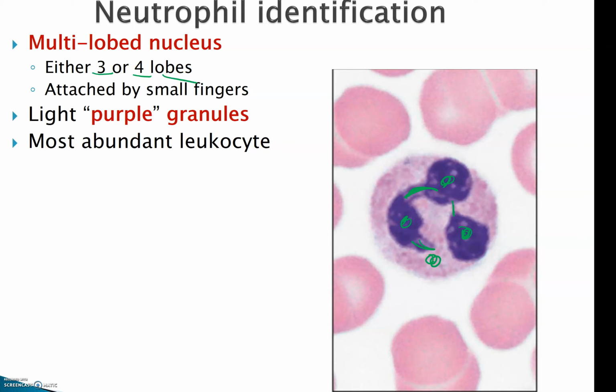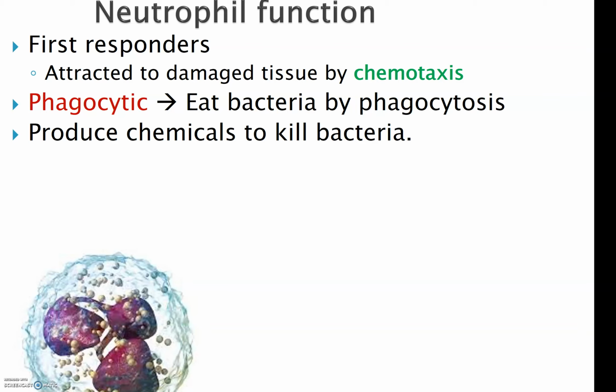They stain a light purple. It's really hard to see, even on this blown up Photoshop picture that has granulocytes. And if you were to actually look at these on a microscope slide, you'll see mostly red blood cells. Then the most abundant leukocyte is a neutrophil. So neutrophils are first responders. They're attracted to damaged tissue by chemotaxis.